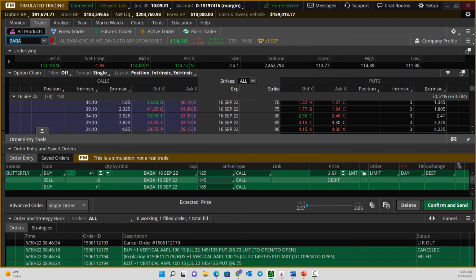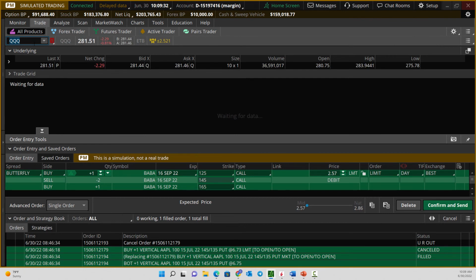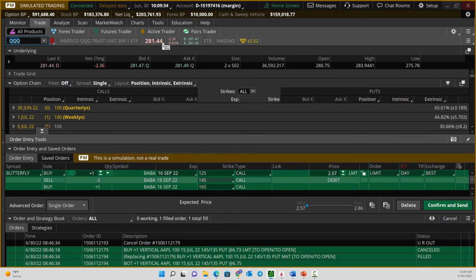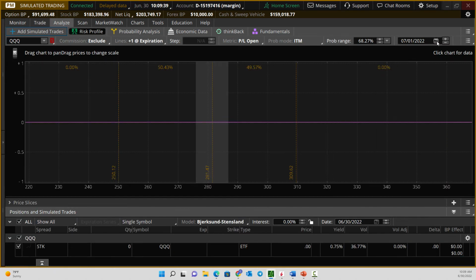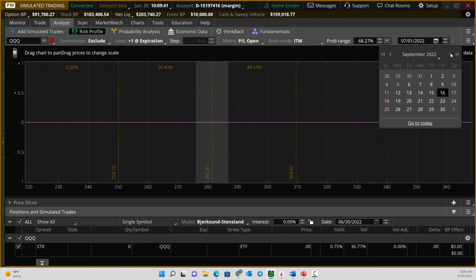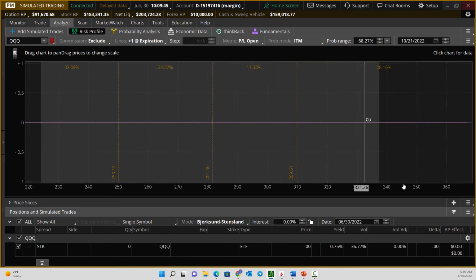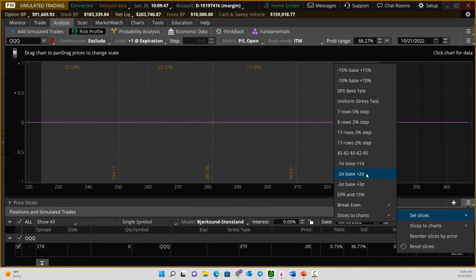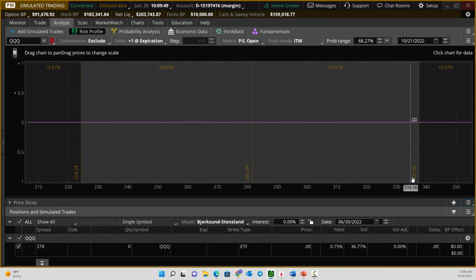Let's just throw up a market. Let's just say we were going to bet on the Qs or something. It's at 281. It really doesn't matter. I'm just going to do an example here. Let's say, where could the Qs be between now and October? Well, they could be between about 337 to the bullish move. 281 is where we're at now. That's the neutral. 224 to the bearish.